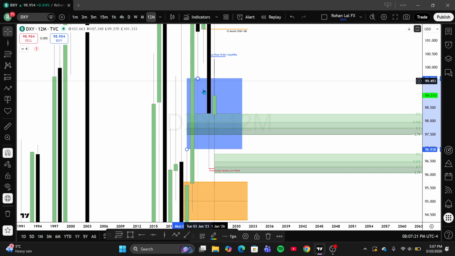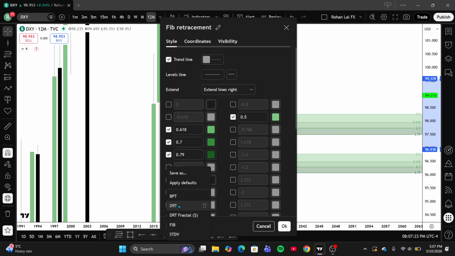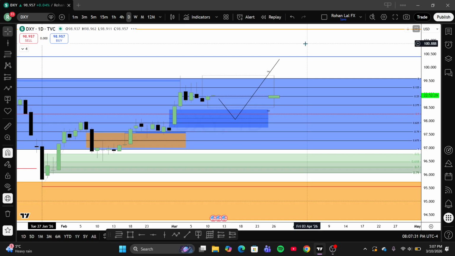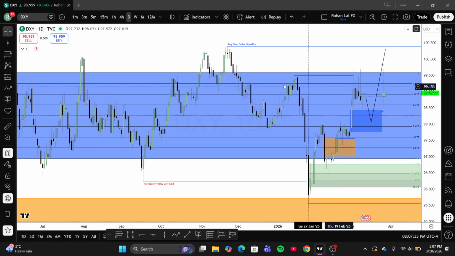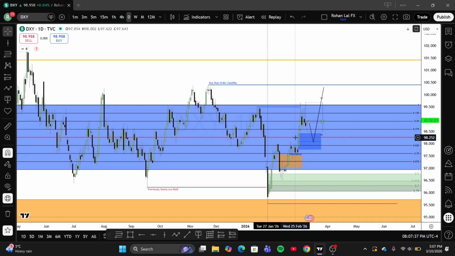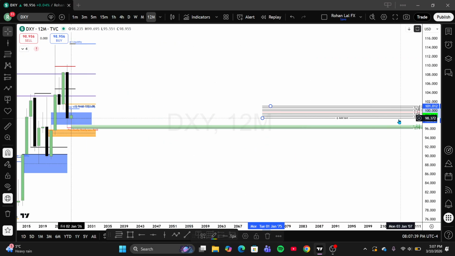So if we grade this yearly inefficiency in quadrants, right, because this is a larger inefficiency and we're seeing price rebalance here on the daily, we can now grade this level and then see the gradients within that yearly buy side imbalance, sell side inefficiency.